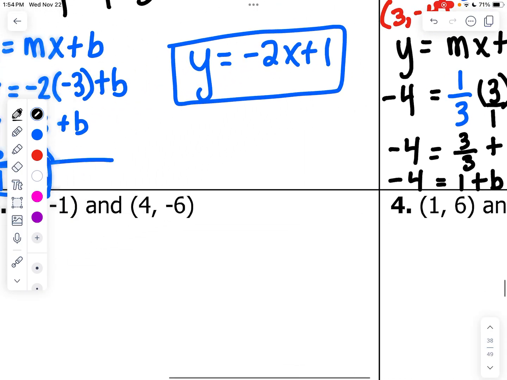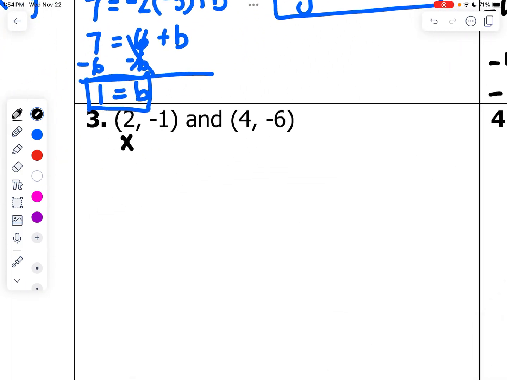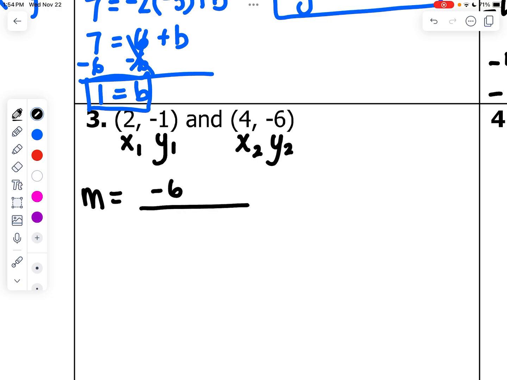Okay, number 3. This is x, y, x, y. My first point and my second point. So it's y2 minus y1. y2 is negative 6 minus my y1, which is negative 1, over x2 minus x1. That's plus. So it's going to be negative 5 over 2. I cannot simplify that. So that is my m. That is my slope.